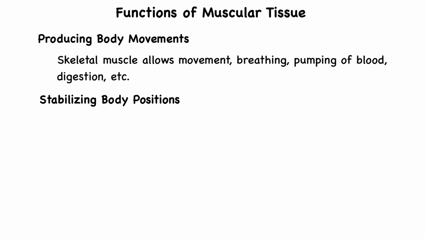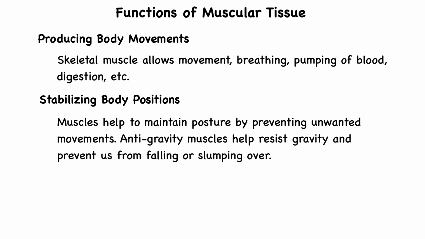Muscular tissue also allows us to stabilize our body positions. Muscle stability is very important. The muscles have the ability to maintain posture by preventing unwanted movements. There are also anti-gravity muscles that help us to resist the pull of gravity and prevent us from falling or slumping over, and muscles also help to stabilize joints.